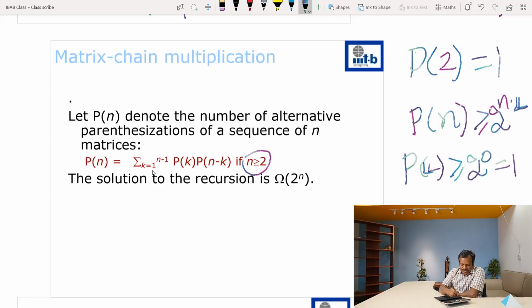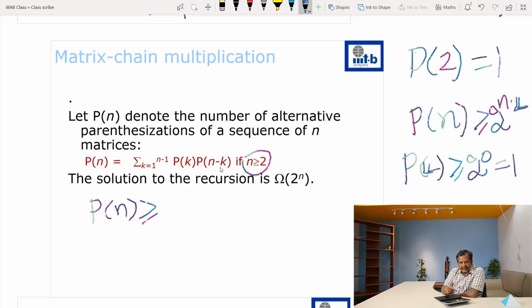So, this summation is going from 1 to n. For this P of n, I will only pick the first term and the last term. So, this is certainly greater than or equal to, I will pick the value for k equal to 1. If k is equal to 1, it is P of 1. P of 1 by definition is 1.